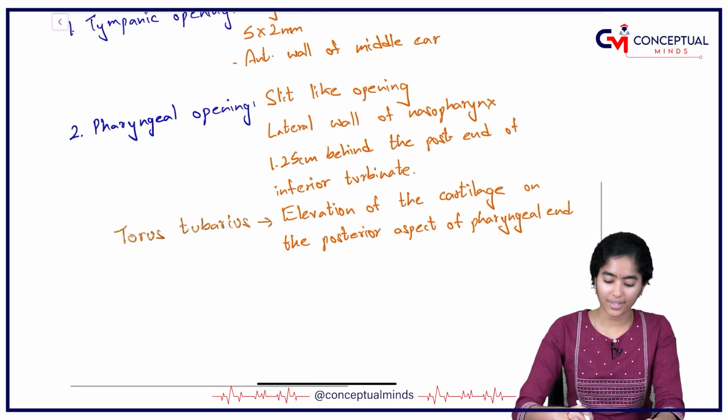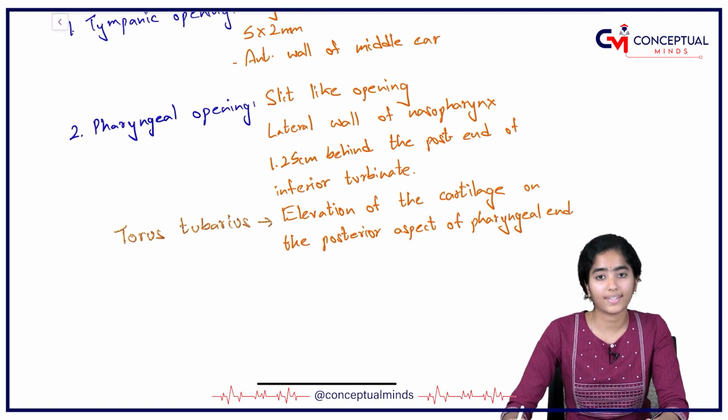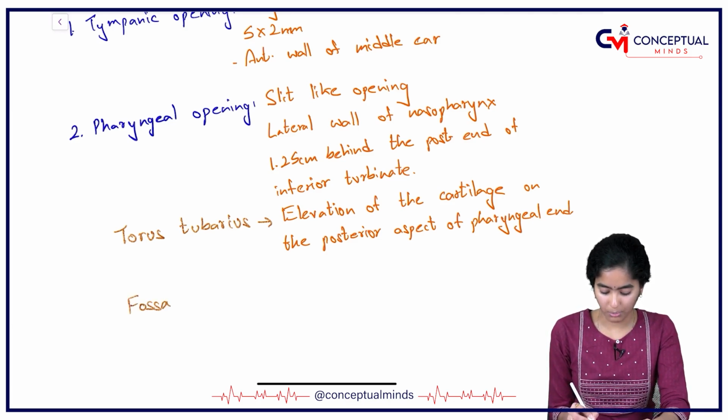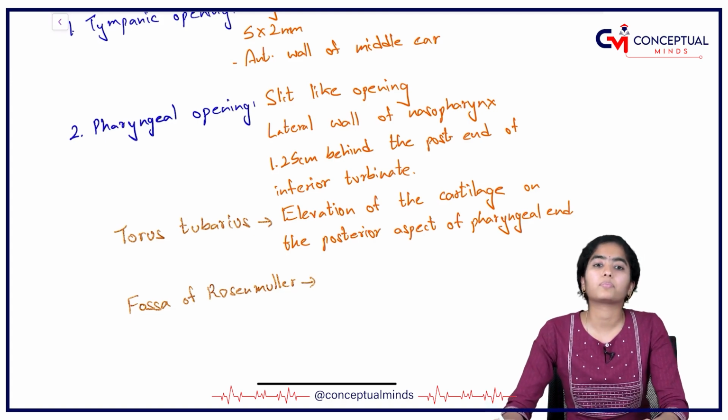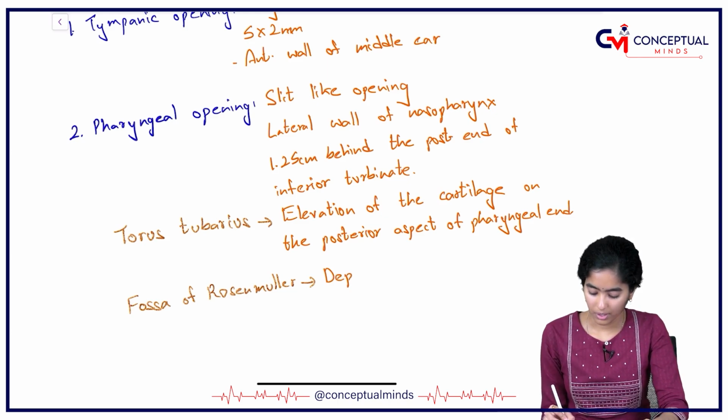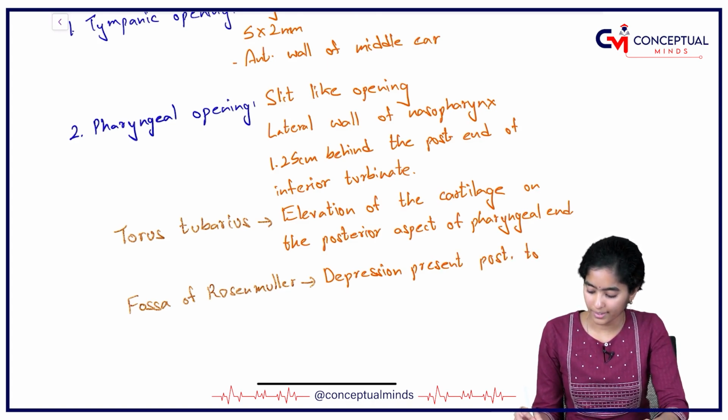Now, just like torus tubarius, there is one more important structure, or I can say a more important structure, and that is fossa of Rosenmuller. Where is this present? And what is this fossa of Rosenmuller? Posterior to the torus tubarius, there is a depression, and that depression is called as fossa of Rosenmuller. A depression present posterior to torus tubarius.